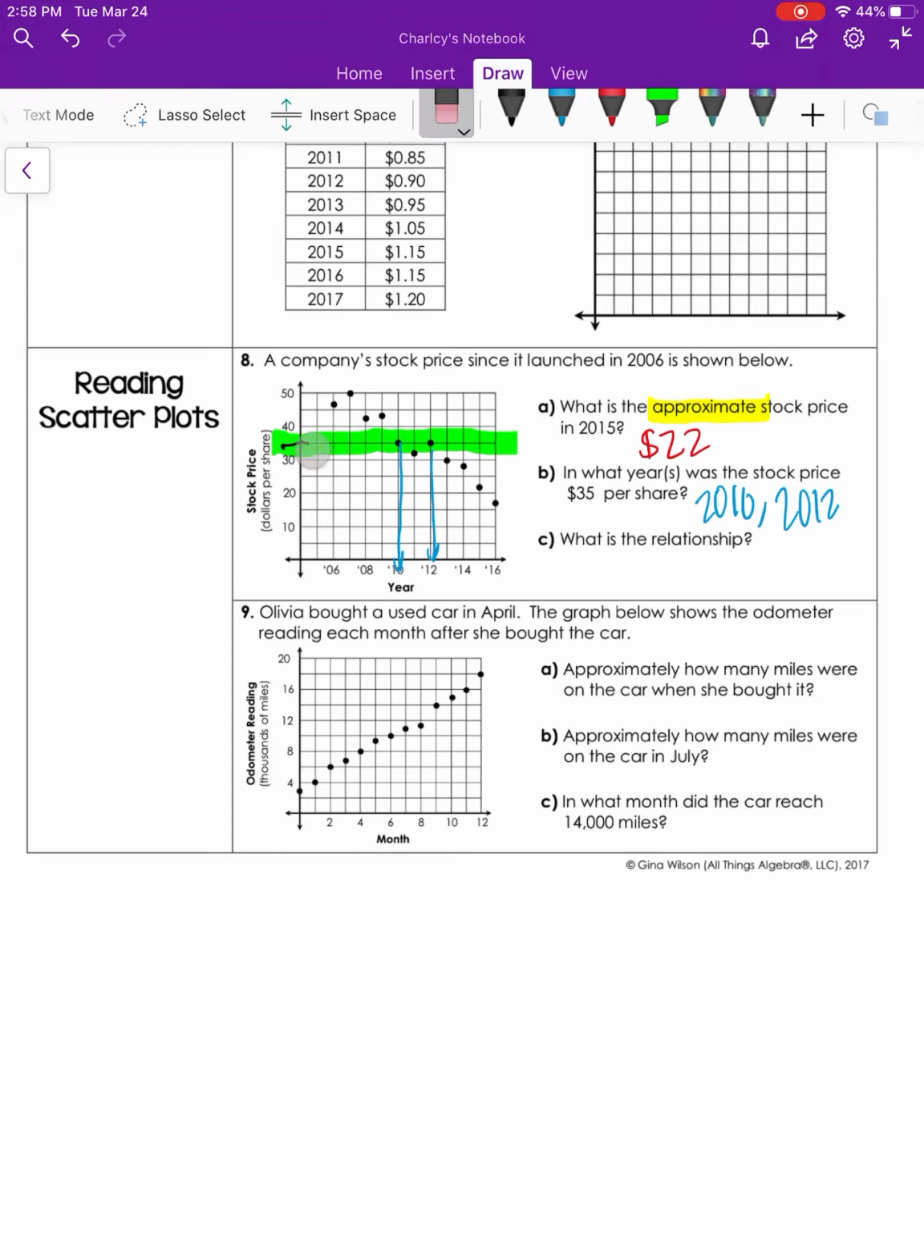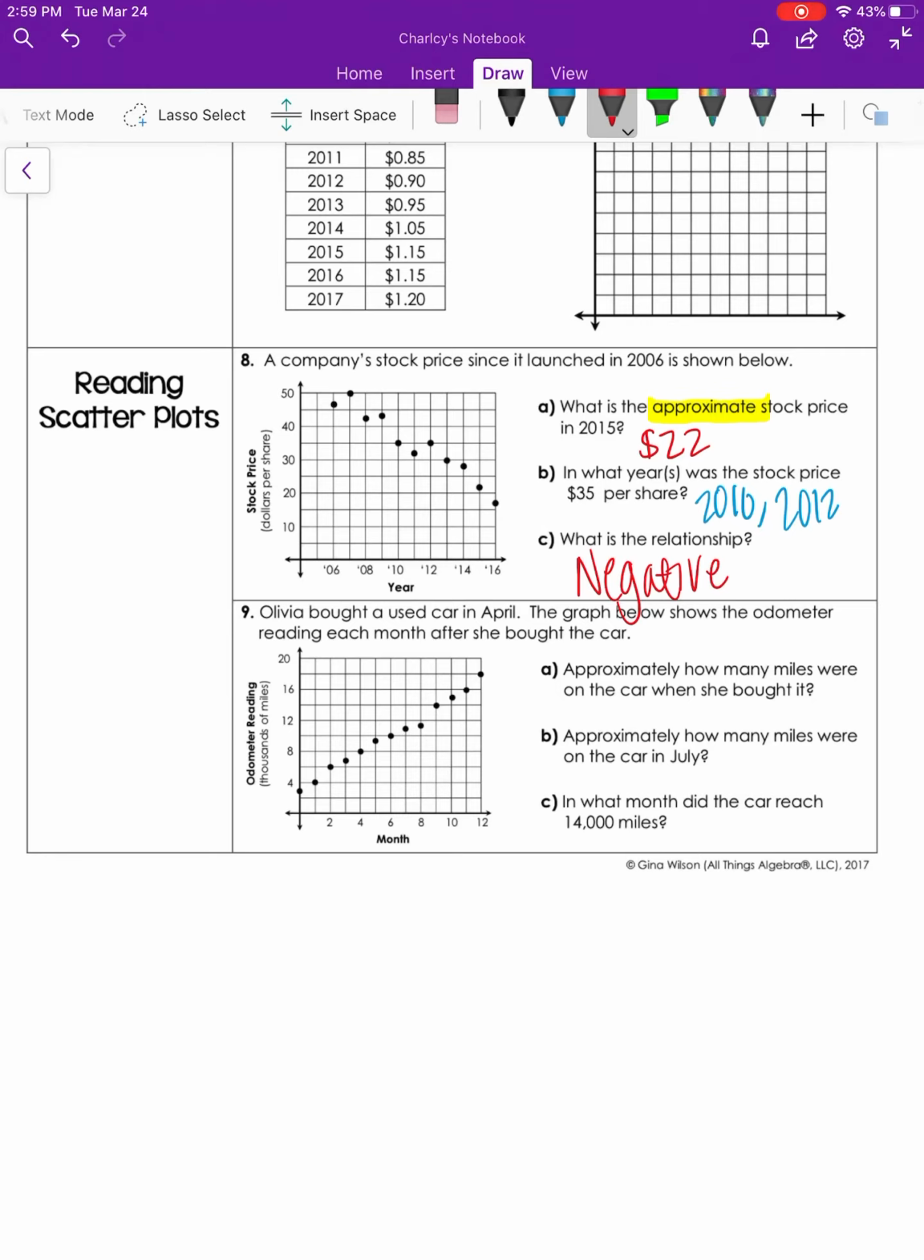Okay. Now, C asks, what is the relationship? So that just means, is it positive, negative, or none? Okay, so if I shrunk myself down and put myself on this first dot that I've put my little ugly arrow in red to, would I have to hop down to most of the dots or hop up? Now, I would have to hop up to the next one right here, but from then on, you're hopping down. Okay, so that means we have a negative relationship. All right, negative relationship.